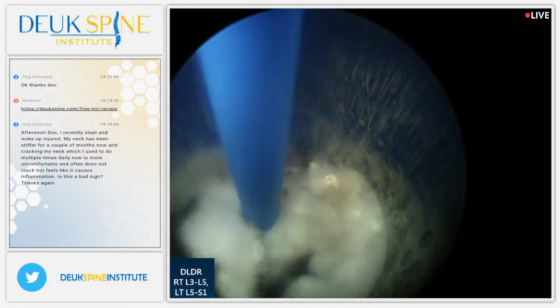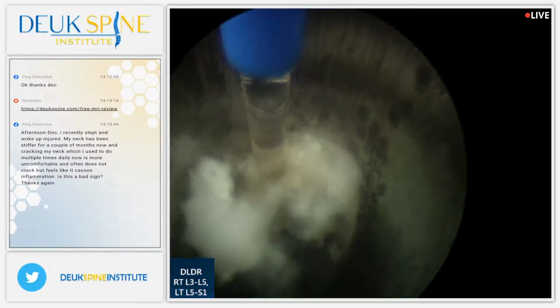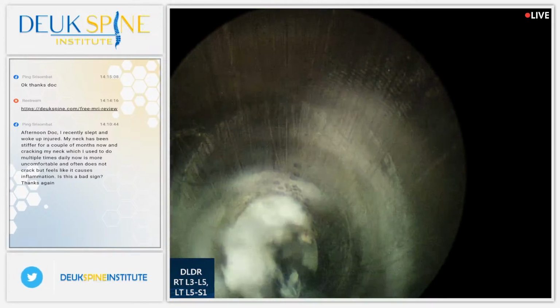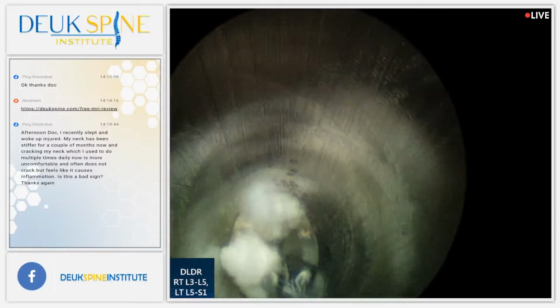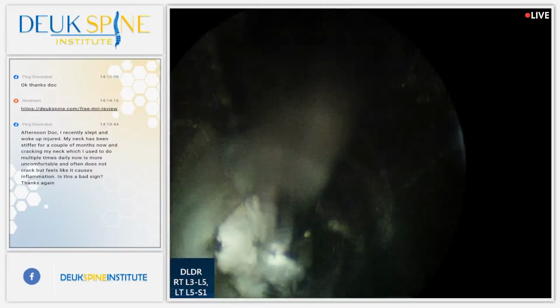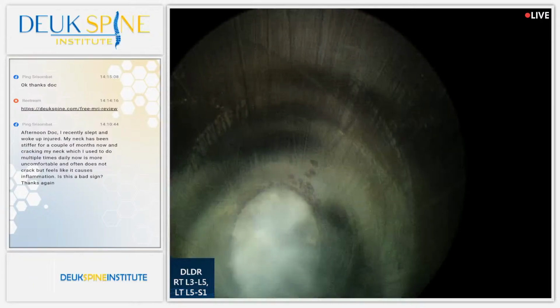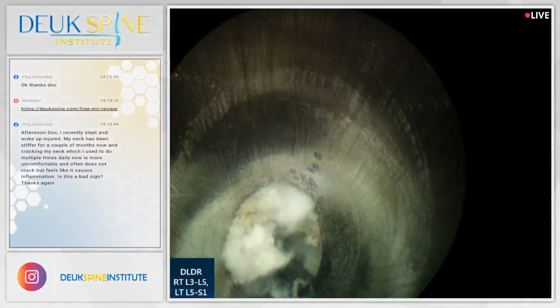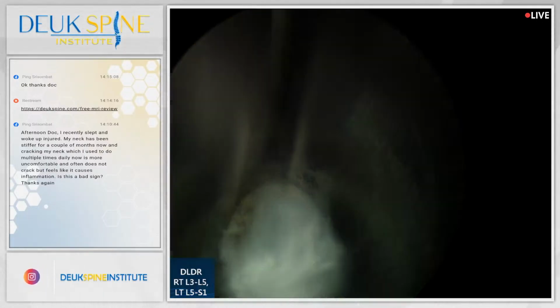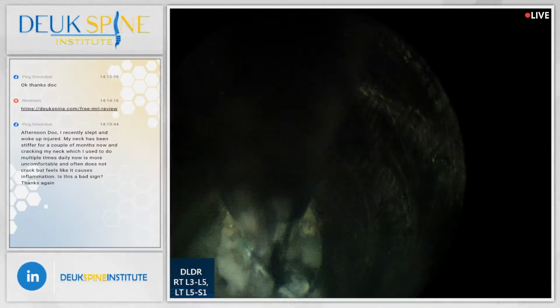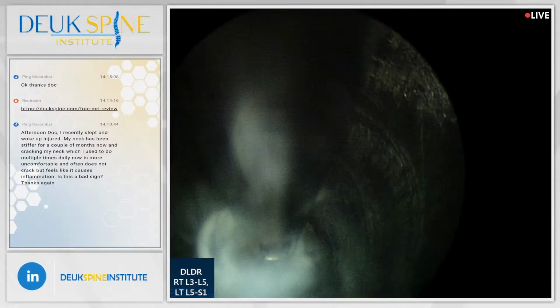All right. So far, everything's going well. You can see we've already removed that pink tissue with the laser, that inflammatory tissue. Any other questions? At this moment, no current questions.